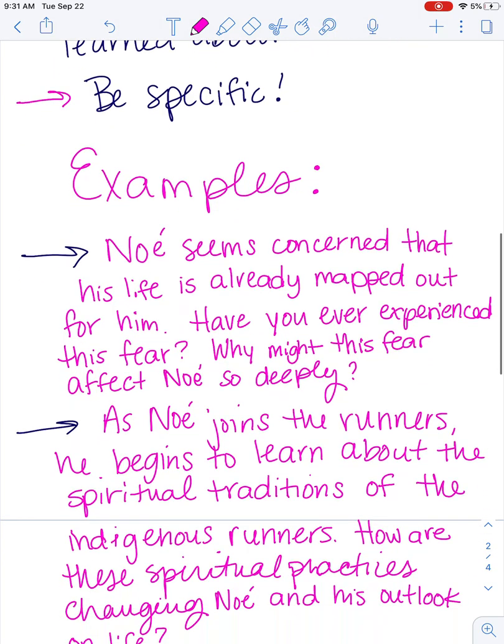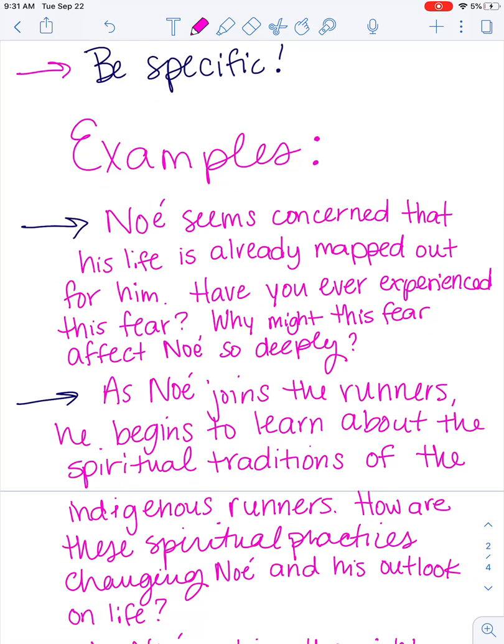All right. Another question I wrote is, as Noe joins the runners, he begins to learn about the spiritual traditions of the indigenous runners. How are these spiritual practices changing Noe and his outlook on life? As the book continues, we start hearing a lot about these spiritual traditions and this feeling of the run as a spiritual practice. So I'm wondering how this is going to change Noe and his outlook on life. Is it going to affect him deeply? I'm guessing that it is, but I'm wondering what other people are seeing so far.